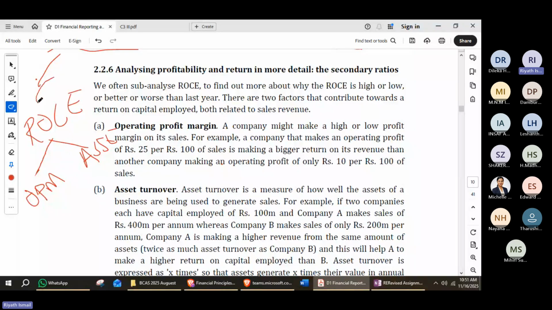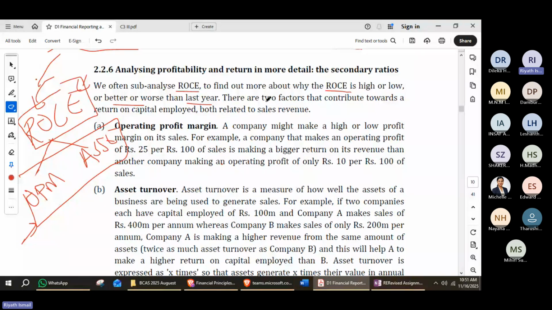Sometimes companies may focus on this. They may consider this formula as a primary formula and these ratios as secondary ratios, right? Here, we often sub-analyze return on capital employed to find out more about it. So they want to get more insights on return on capital employed, whether it's high or low, or better or worse than last year.